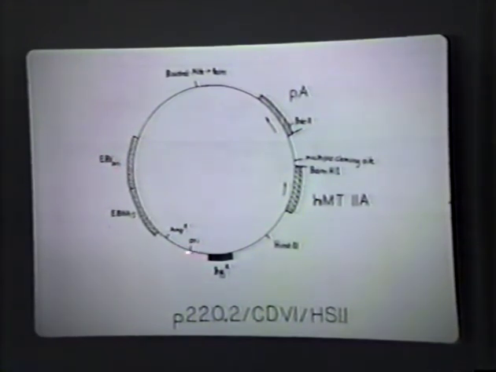The origin of replication for E. coli is down here, so having two different origins, we can place this plasmid into both eukaryotic and prokaryotic cells. The Epstein-Barr nuclear antigen gene allows the plasmid to replicate episomally, which means it doesn't need to become linearized and go into the genome, the DNA of the animal or cell that we're interested in. It can remain in the cell nucleus simply as a plasmid and replicate that way.